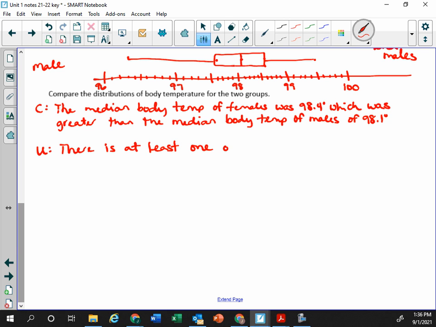So there's at least one outlier on the left side for the females.